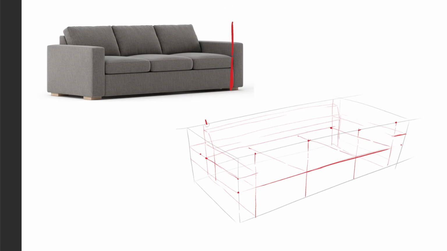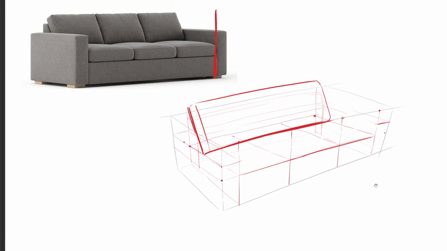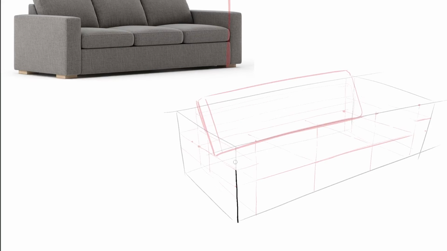So we have the backrest part, which is here. The cushions in the back are going to be over there. And then the actual seat cushions are going to be right below that. So those should be on this line. And then now I can clean this up really quickly.